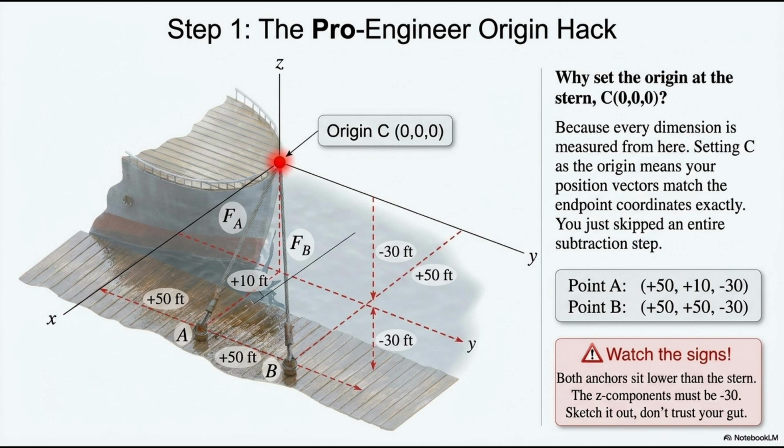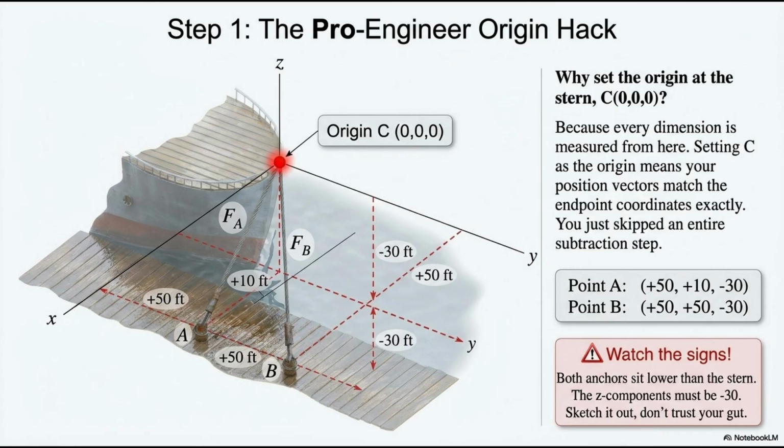Why C? Simple, because every single dimension in the prompt is measured from the stern. Setting C as your origin means your position vector perfectly matches the endpoint coordinates. Boom. You just skipped an entire subtraction step. That's a pro engineer habit right there.